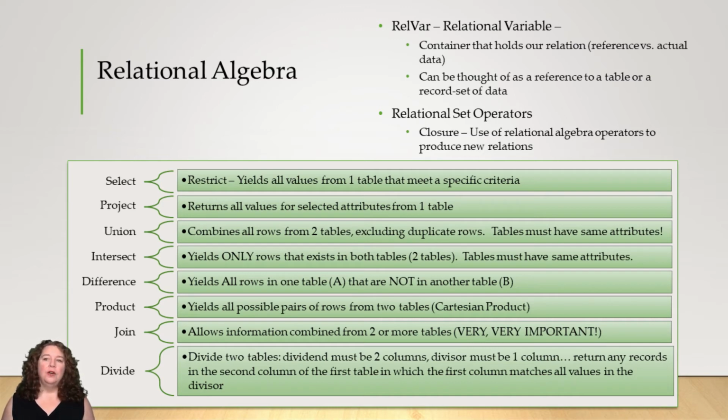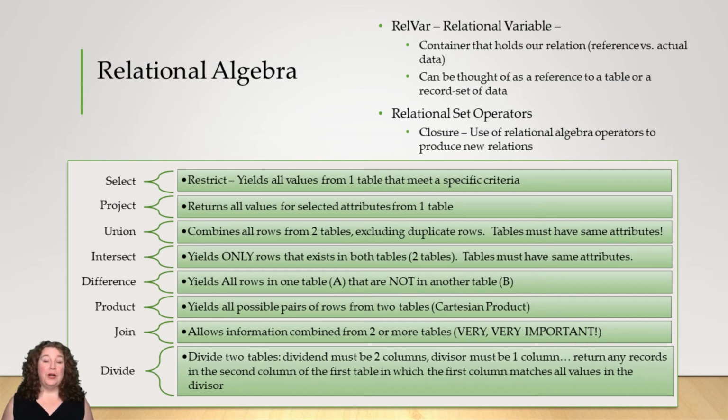Okay. Because we like mathematics, we also have the concept of difference. A difference yields all the rows in one table that are not in another table. So if I wanted to find all of the students that were in fall semester that were not in spring semester, I could do a difference between fall semester and spring semester, and it would subtract out all of the students that were in spring semester to leave me with only ones that were in fall but not spring. Again, difference, a subtraction.